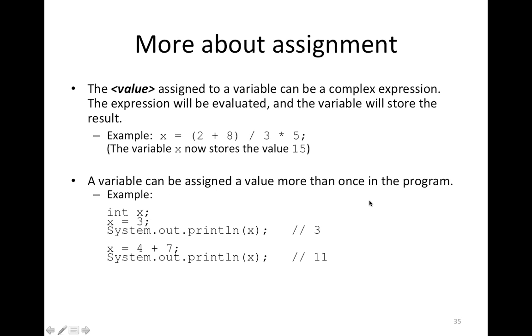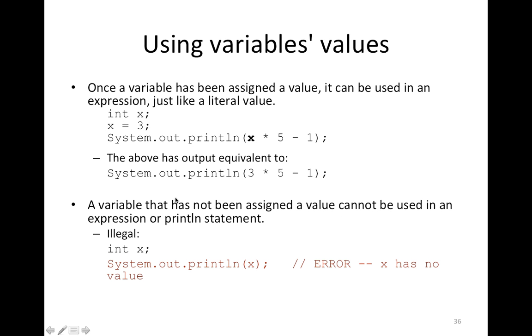A variable can be assigned a value more than once in the program. So it can have 3 here, and then the value gets bumped up based on that expression. Once a variable has been assigned a value, it can be used in an expression. Otherwise, it says it is not initialized. We saw that, right? So the above has output equivalent to this one because it replaced x with 3. That's the value of it. A variable that has not been assigned a value cannot be used in an expression or a println statement. We saw these errors already.